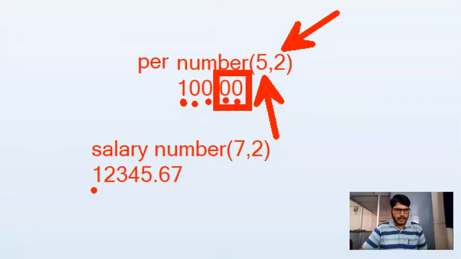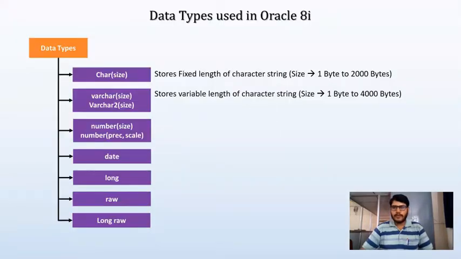So this part it will consider for the integer section, and this part it will consider for the floating point section or fractional part. So likewise, we need to define a number data type for mentioning a floating point number.